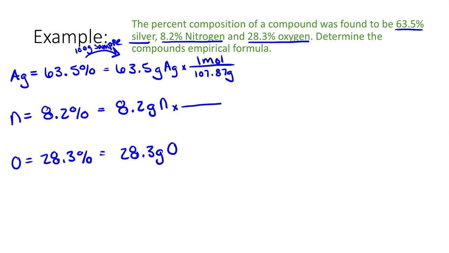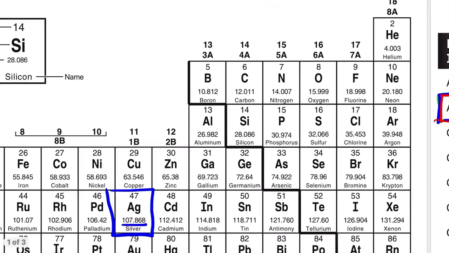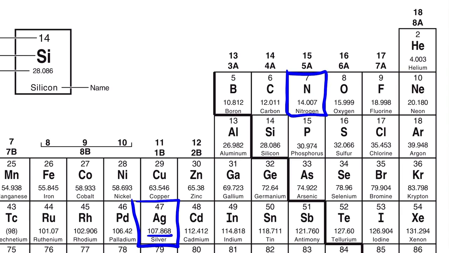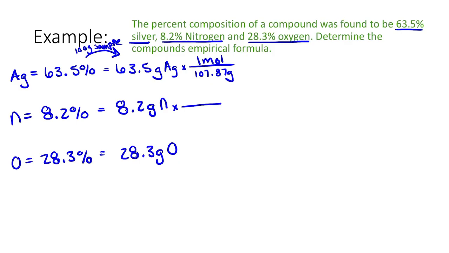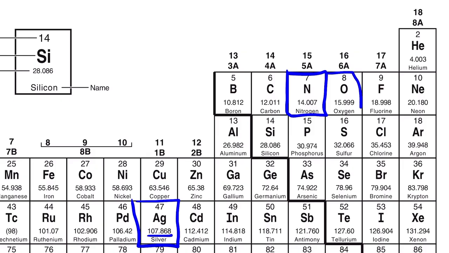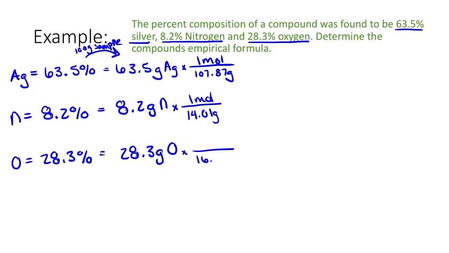All right, and I'm going to do the same thing for nitrogen. Nitrogen's molar mass is right here. 14.01 is the number that we're going to use for that per mole. And then oxygen is right here, right next to that. So 16.00 is the molar mass that we're going to use for oxygen.